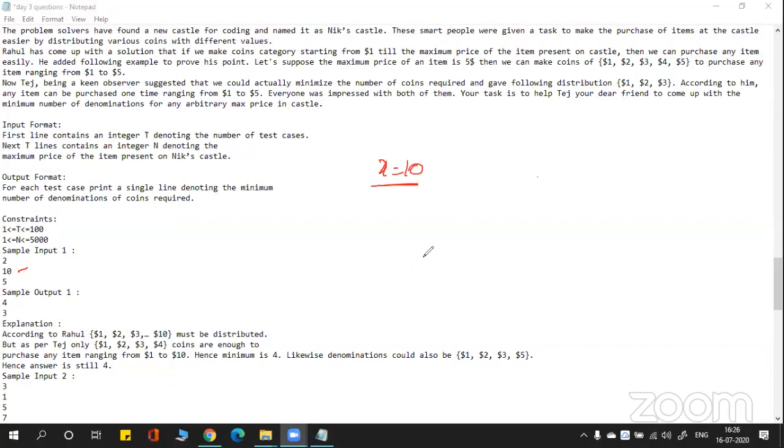So x is equal to 10. I'm taking my x value as 10. First, what is the minimum value? The minimum is 1 rupee, right? So for that, I'm taking one variable called add is equal to 1. So here my value is 10.